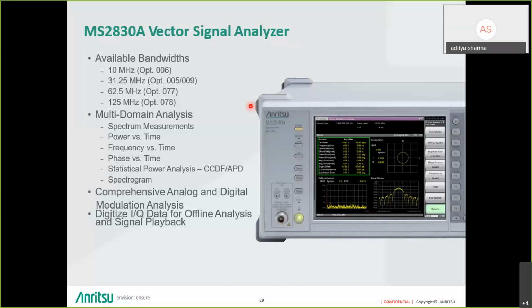So a user can see a signal with a bandwidth of 125 megahertz in a single display in the same instrument. The multi-domain analysis part is there, where you can see spectrum measurements, power versus time, frequency versus time, phase versus time, statistics, and spectrogram on a single unit, segregated like you see over here. All those can be seen in a single screen. Then comprehensive analog and digital modulation analysis can be done using this instrument. Digitization of IQ data for offline analysis is also available, and signal playback is also available.